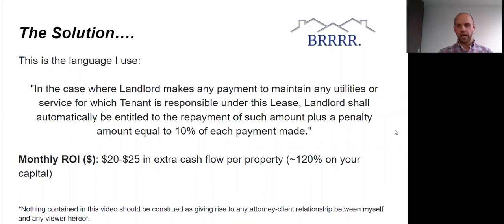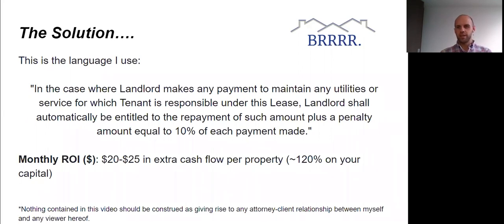This is the language I have in all the contracts, all the lease agreements that I have with my tenants. "In case where landlord makes any payment to maintain any utilities or service which tenant is responsible for under the lease, which we've said they are, landlord shall automatically be entitled to the repayment of such amount." So that's going to come out of the deposit or in the form of a repayment, plus a penalty amount equal to 10% of each payment made.